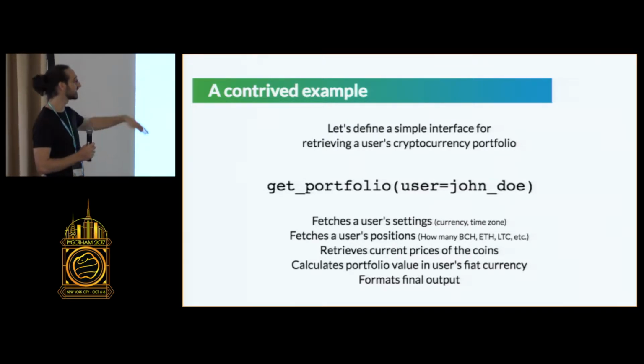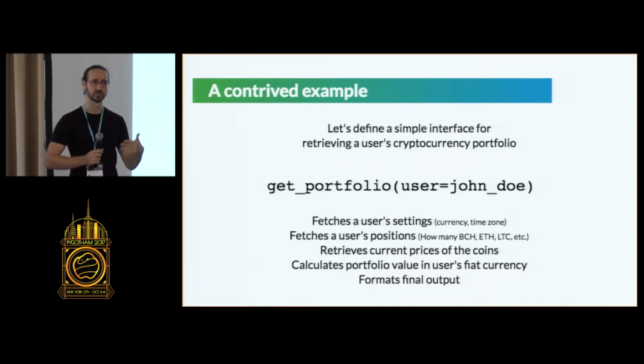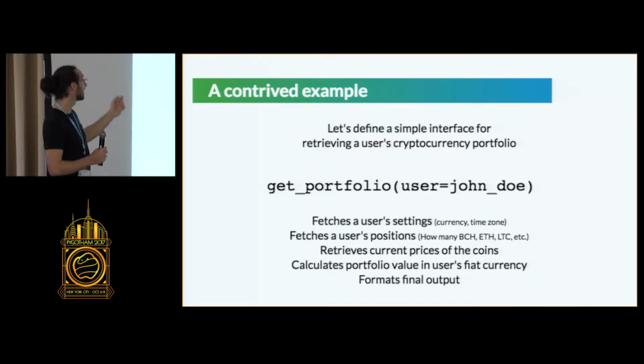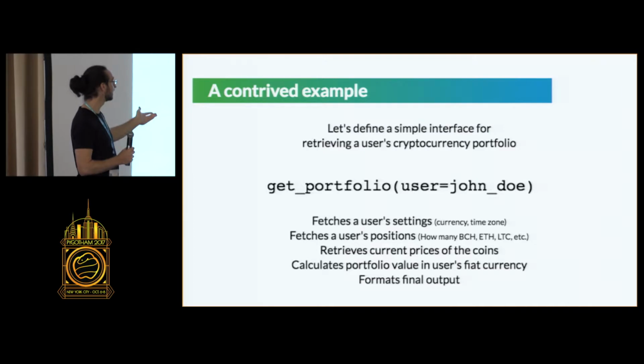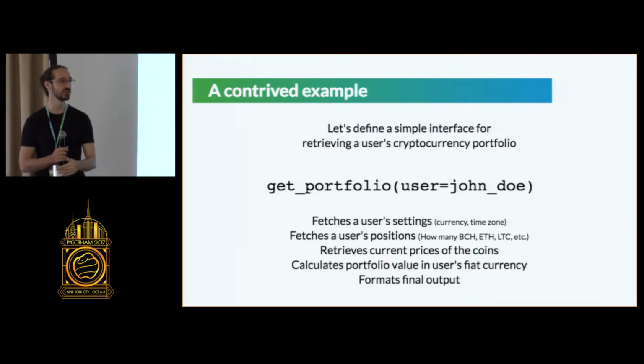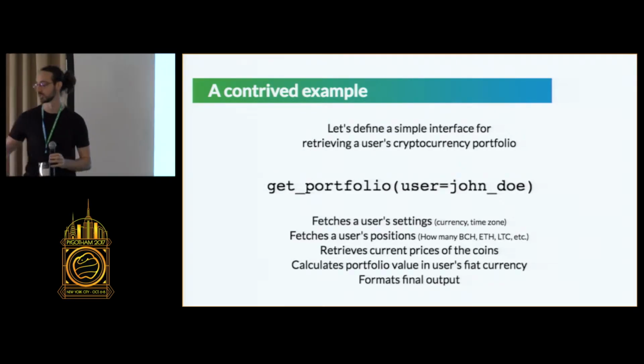It will fetch a user's settings, what currency they want their portfolio referenced in, US dollars or euros. Fetch a user's positions, how many Bitcoins do they own, how much Ethereum, how much Litecoin, etc. Retrieve the prices of those coins from an exchange or from your scrape of the exchange. Calculate the portfolio value in the user's fiat currency of US dollars or whatever, and then format the final output. So those are the logical operations.